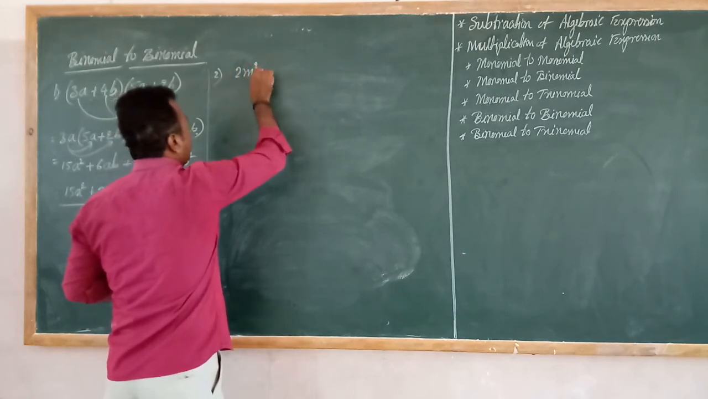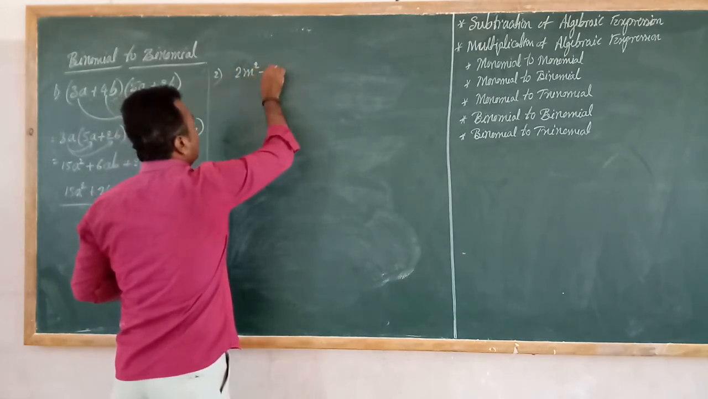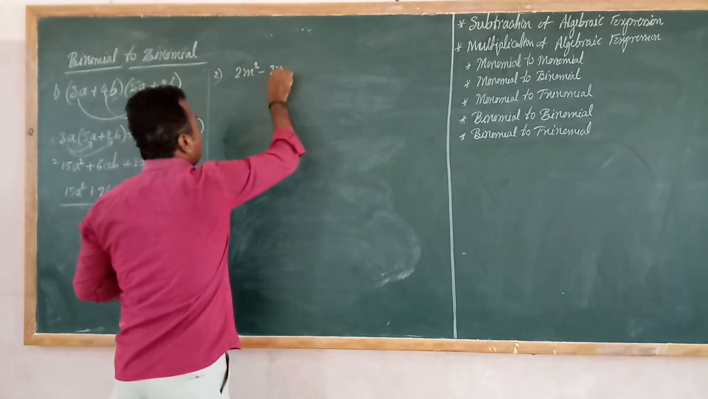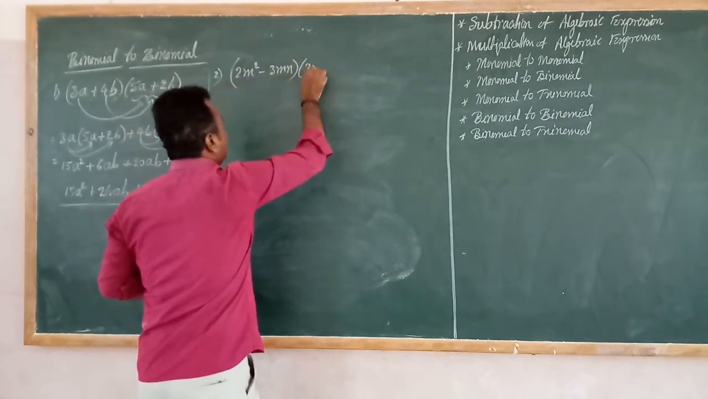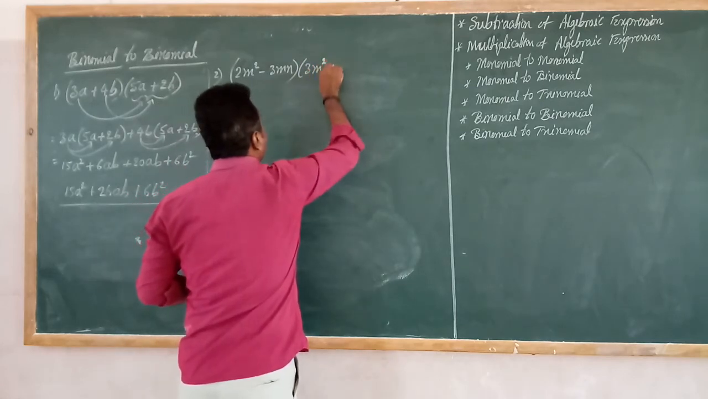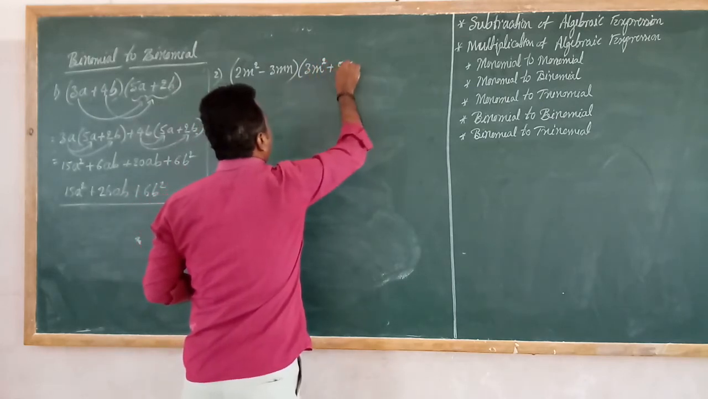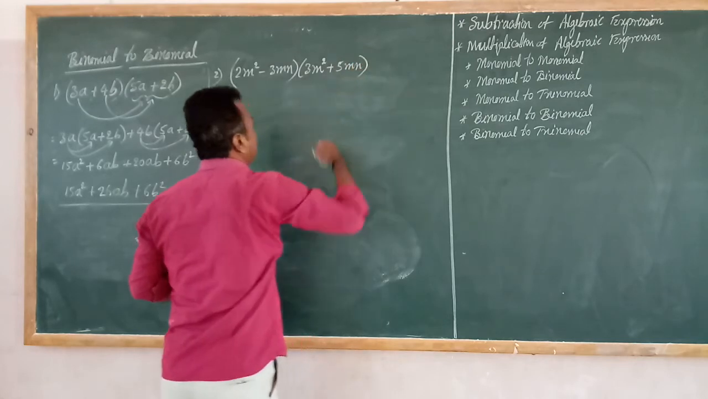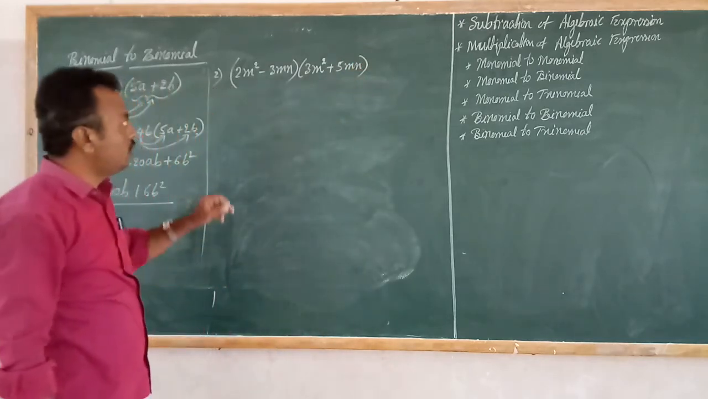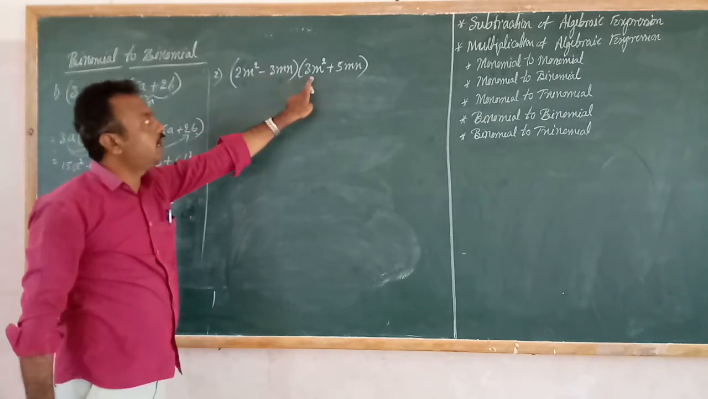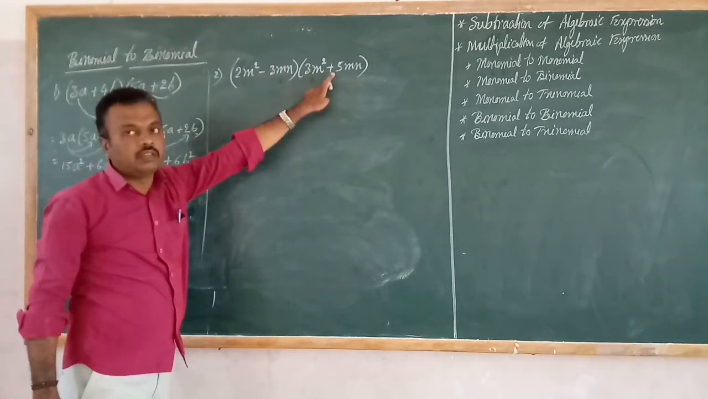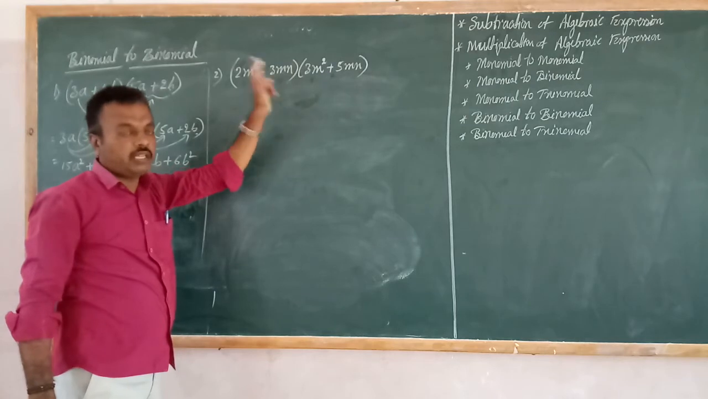2m square minus 3mn into 3m square plus 5mn. Okay, see here: 2m square minus 3mn and 3m square plus 5mn. So these two are the binomials.